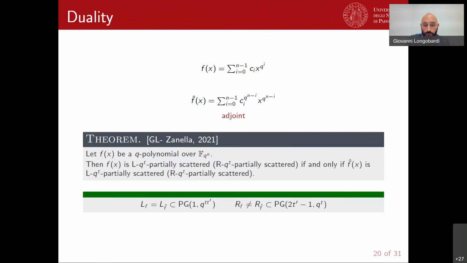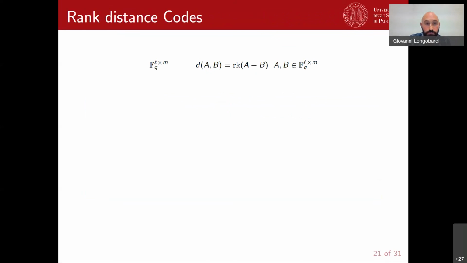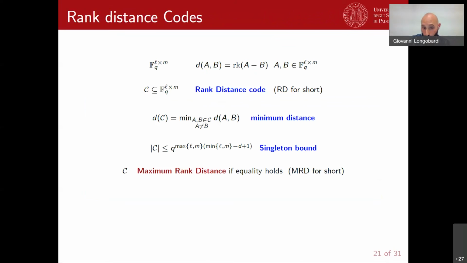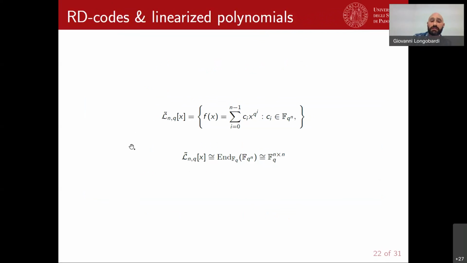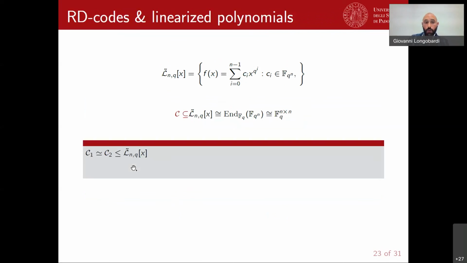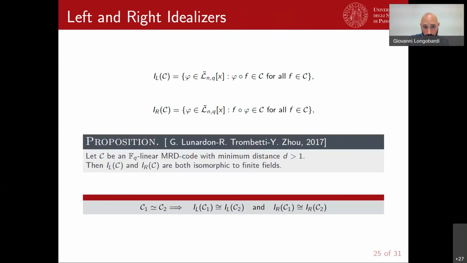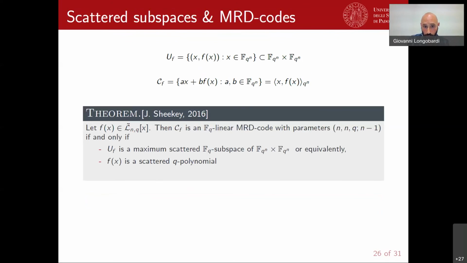So now I want to show you the rank distance codes. This sort of polynomial is linked to rank distance codes. A rank distance code is a subset of matrices, but we can also see this set in the setting of the F_q-linearized polynomials. And so we obtain some results of this sort with these polynomials.